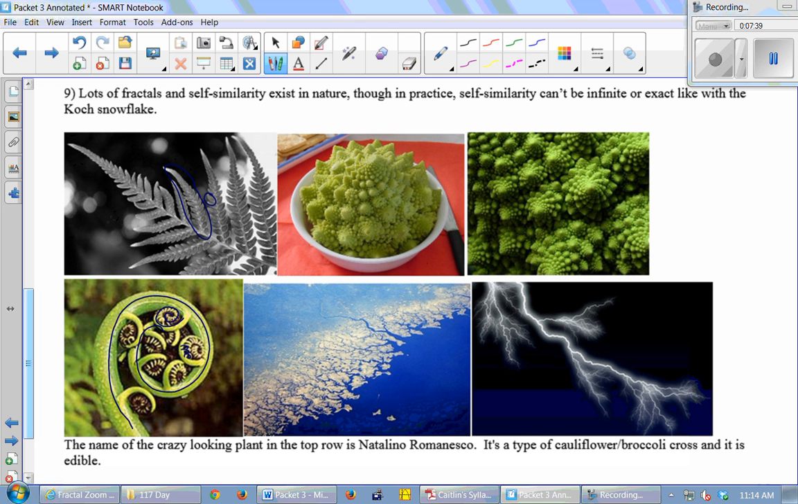This is a picture of a coastline. It's got self-similarity, definitely not exact, but if I were to zoom in on one area of that picture, it would be hard to tell the difference between the 2 pictures. They would look pretty similar. And lightning or anything that branches also exhibits self-similarity.